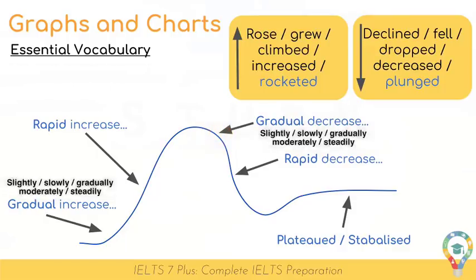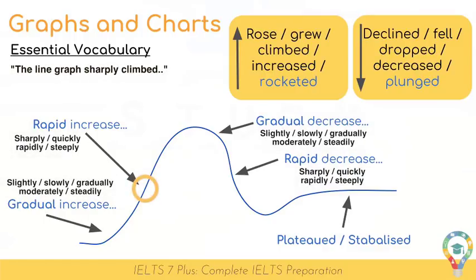Let's move on to rapid, big changes. Here are your adverbs and here are some example sentences. The line graph sharply climbed. And here's an example with rocketed, which does not need an adverb. The graph rocketed. Let's see examples for a very large decrease.